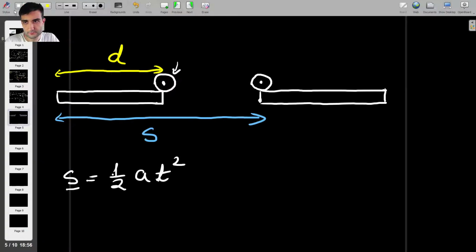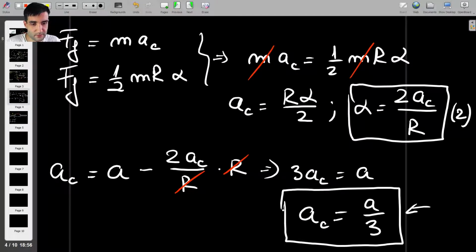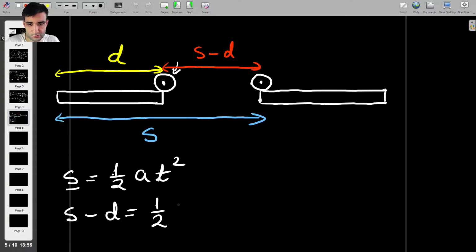So before it falls off, the cylinder moves a distance s minus d. This is what the diagram is showing us. So here's what we have. We have s minus d is equal to 1/2, and then we just found the acceleration of the cylinder as a over 3. So that's what I'm going to write here. So we have a over 3 t squared. So that will give us t, or t squared. So we can see that we have two equations with two unknowns.